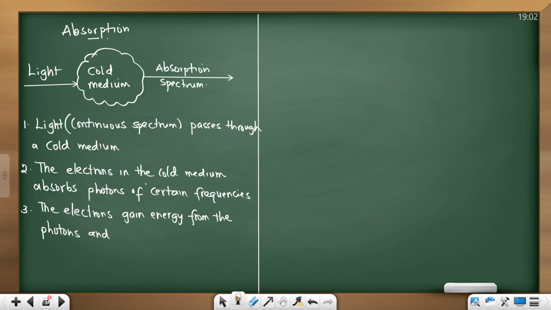And move up to excited state. What does excited state mean? A state of higher energy. They move up.